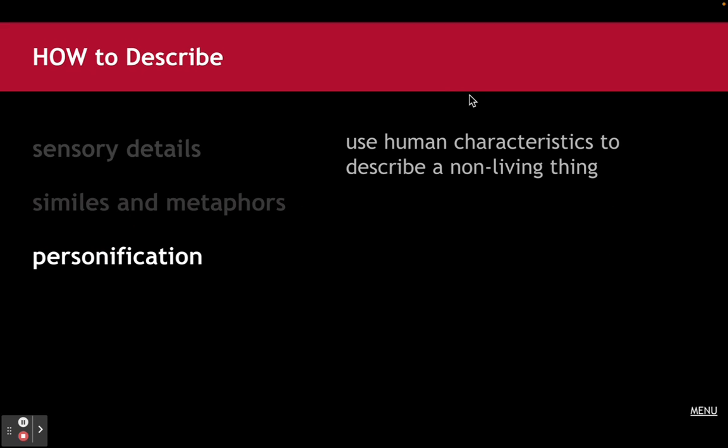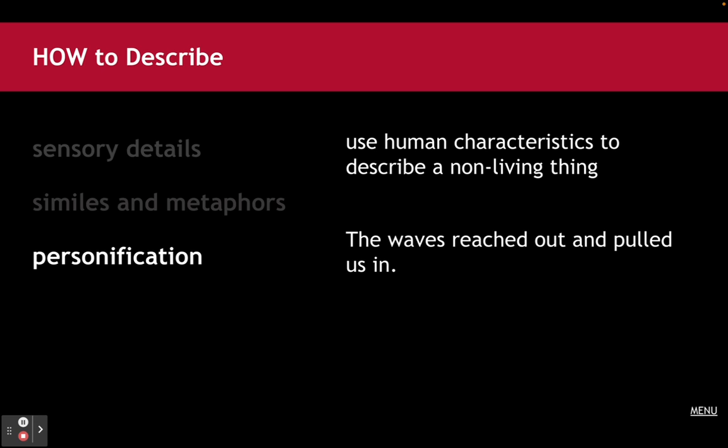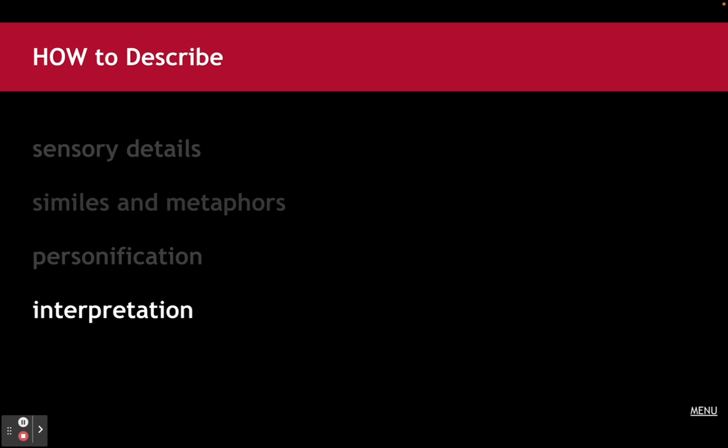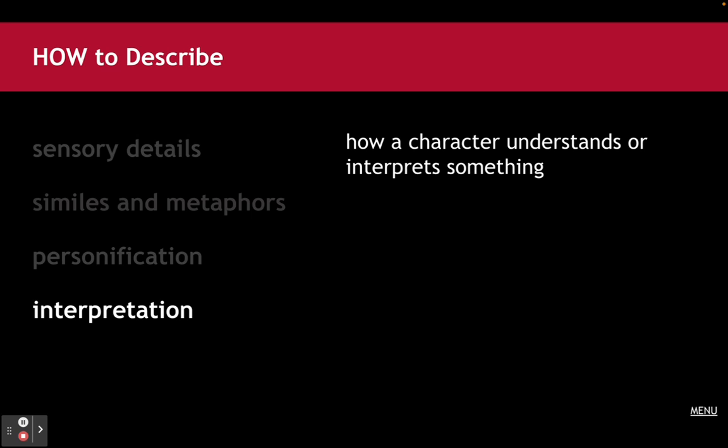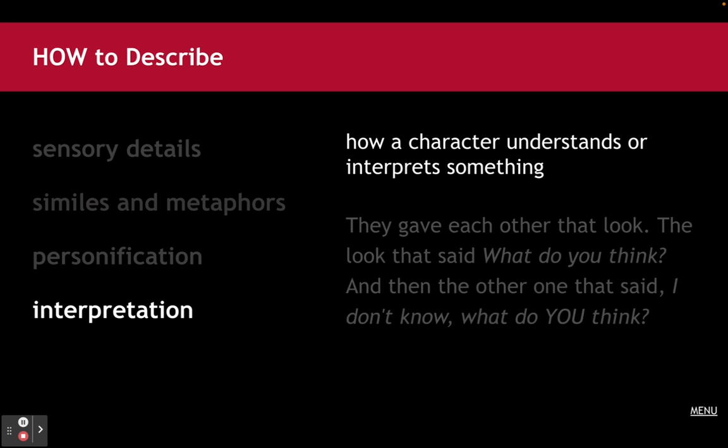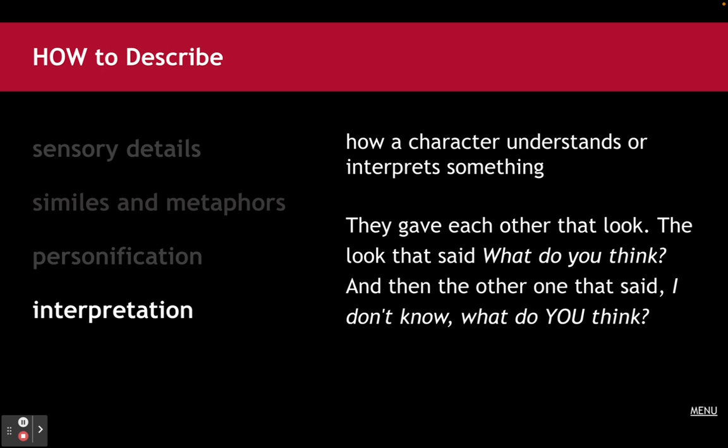Personification is another way to describe, using human characteristics to describe a non-living thing. "The waves reached out and pulled us in." So it's acting like the waves are like a person reaching out and grabbing you, but of course, the waves are not a person. Interpretation is another way, how a character understands or interprets something. "They gave each other that look, the look that said, 'What do you think?' And then the other one said, 'I don't know. What do you think?'" And so that's giving you an idea of what the characters are thinking.